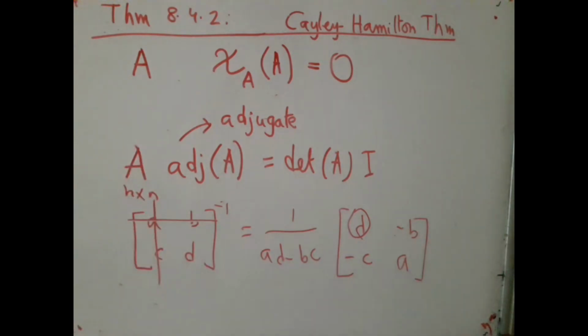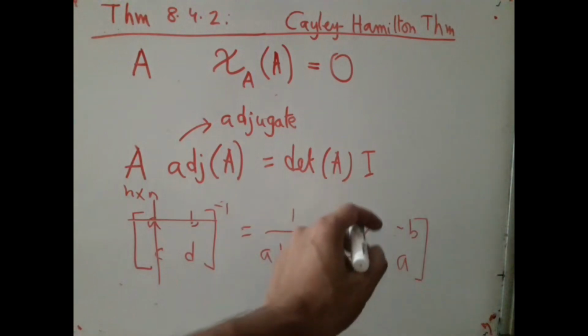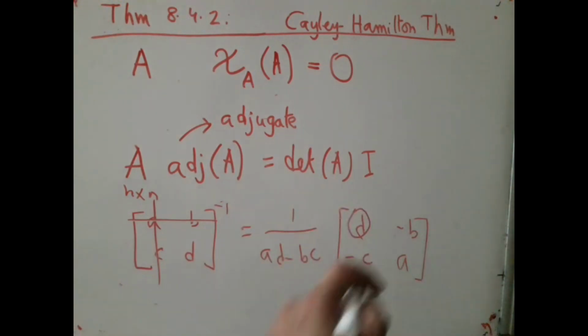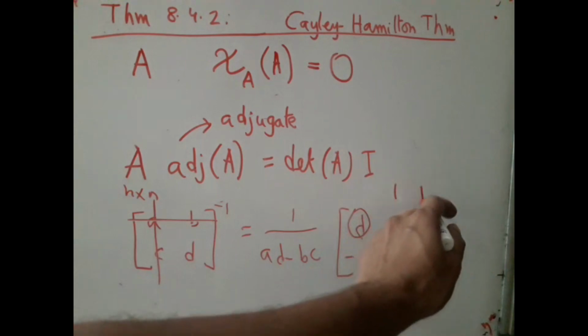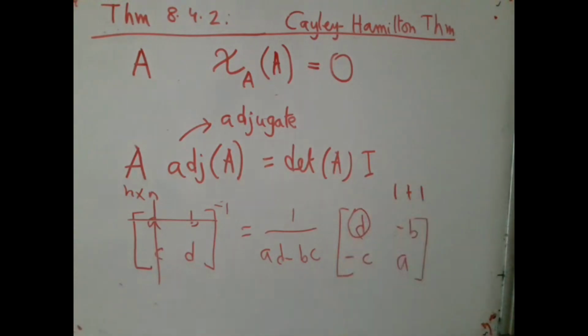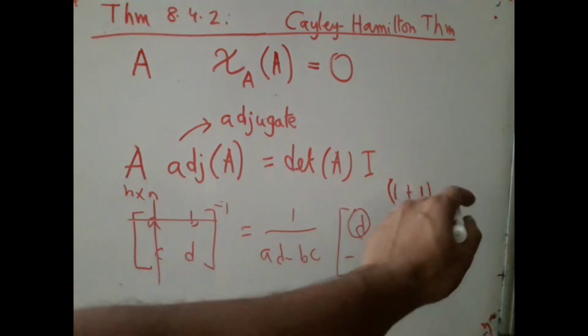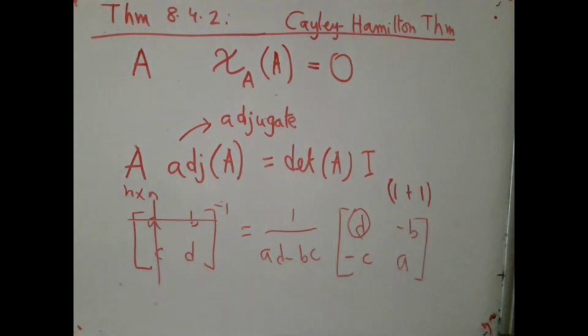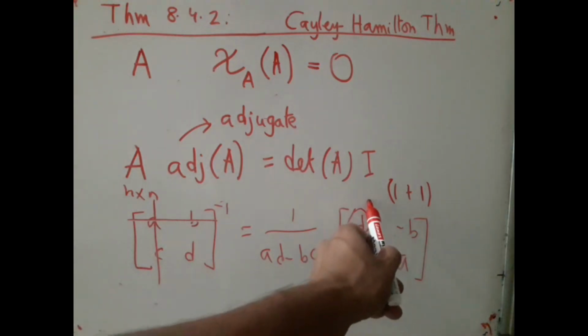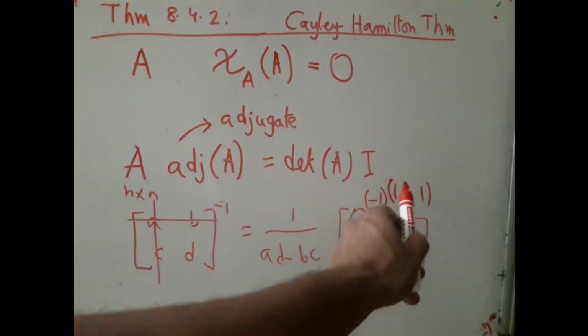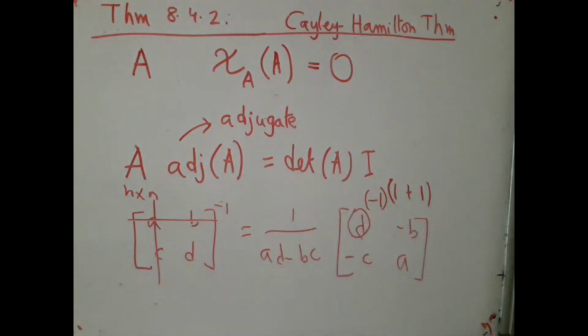Take its determinant and put it there together with a sign, and the sign is determined in the following way. You consider which particular entry you are finding. In my case, it is the 1,1 entry. So you find 1 plus 1. If this number is even, then you take the sign to be 1. If this number is odd, then you take the sign to be minus 1. So basically we are doing minus 1 to the power of that thing. I am sure you already know about adjugate, so I just quickly reminded you about that.